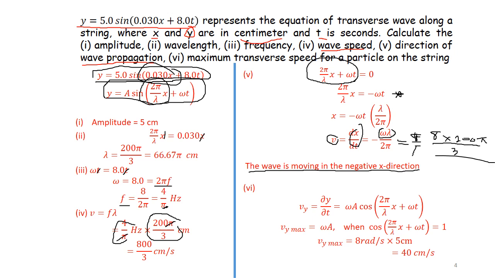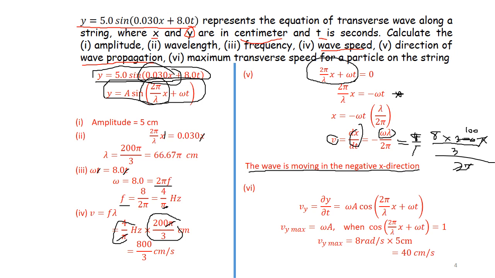Then everything to pi. So you see, pi we cancel pi. 2 we go in 200. That's 100. So you see you have 800 over 3, which is what we have earlier in our figure 4. So the negative sign there shows the direction in which the wave is propagating.